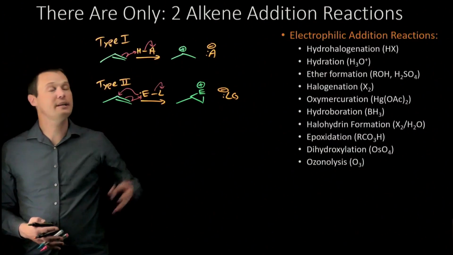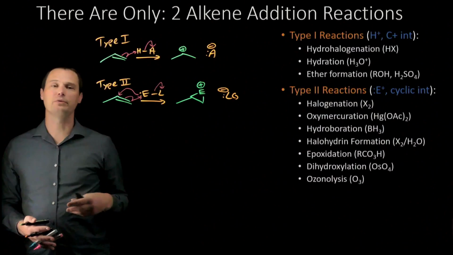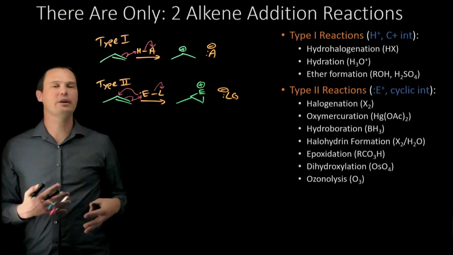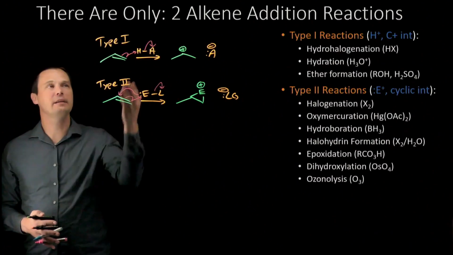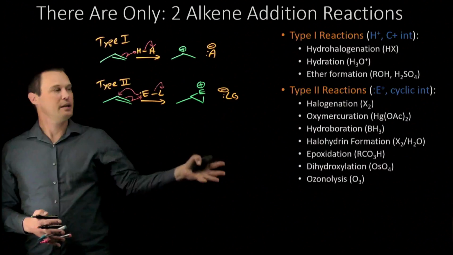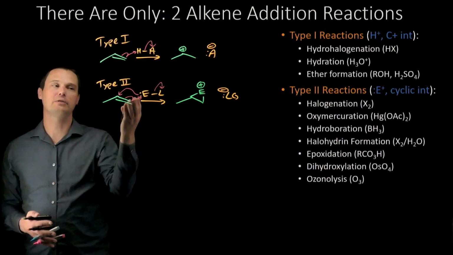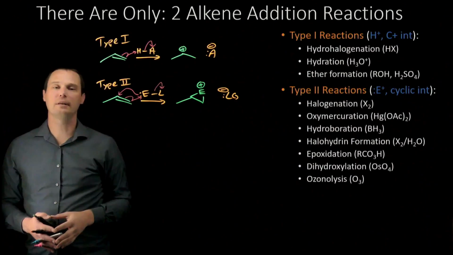So what we can do then is we can take this long list of alkene addition reactions and we can sort them into two categories. We can sort them into type 1 alkene addition reactions and type 2 alkene addition reactions. The type 1 addition reactions are where we are attacking some kind of acidic proton as the electrophile to form a carbocation intermediate. The second type, type 2 reactions, attack some kind of electrophile with its own lone pair of electrons, where that electron bites back down to form a cyclic intermediate.